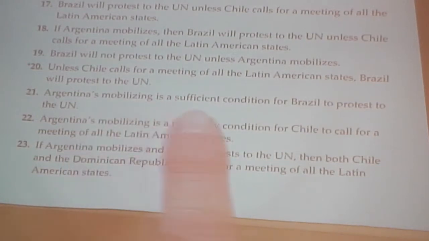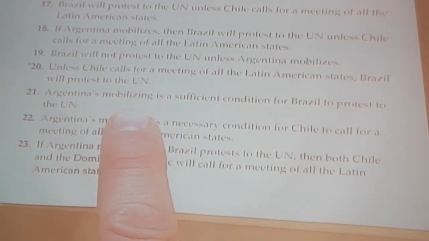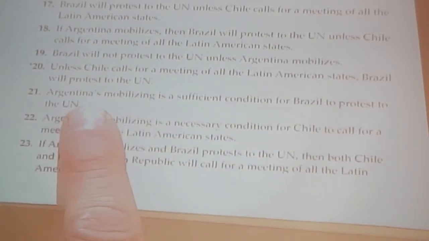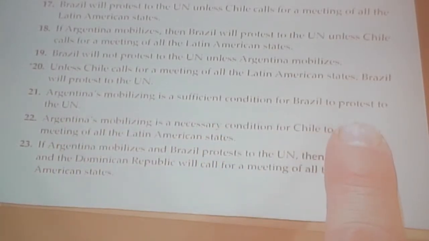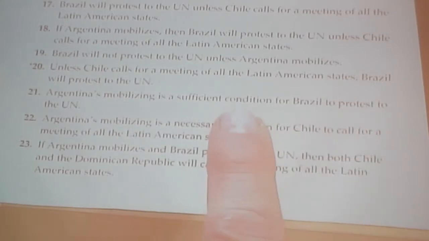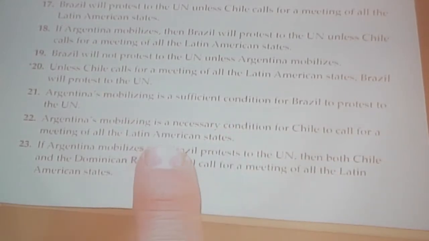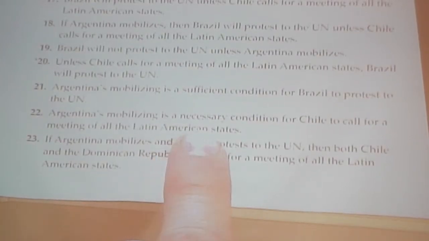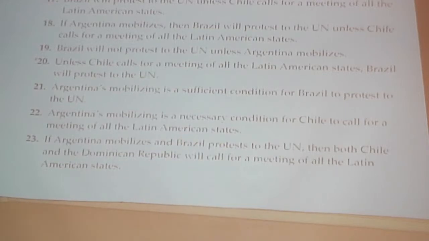So, that number 21, that's A horseshoe B. It's saying A is a sufficient condition for B. That's the antecedent of a horseshoe, the sufficient condition. Look at number 22. Necessary condition. Okay, the consequent of a horseshoe is the necessary condition of the antecedent.